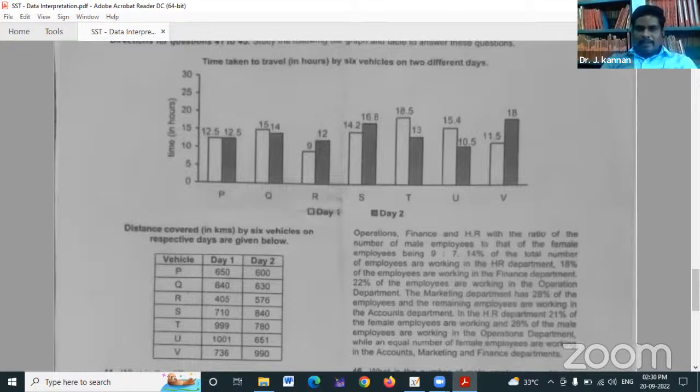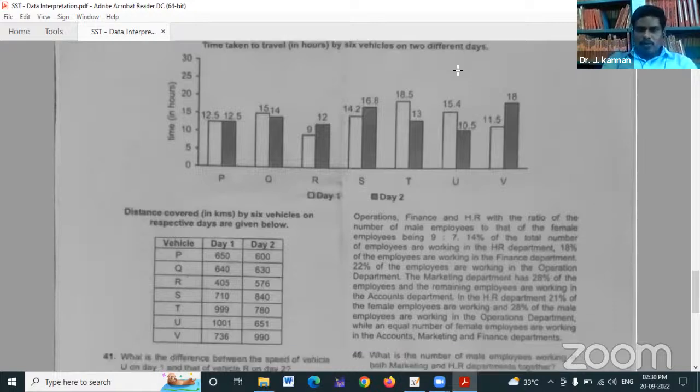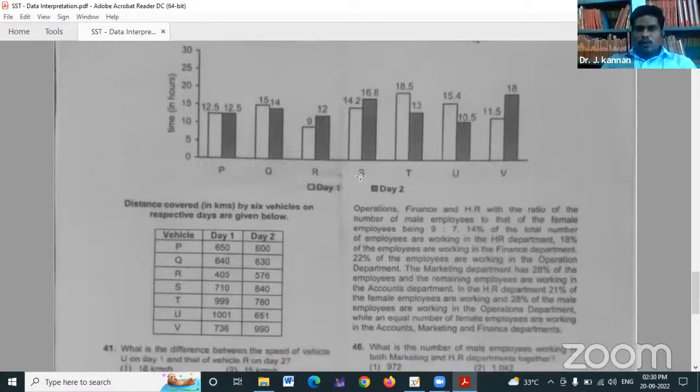So actually the time taken to travel in hours by seven vehicles, P, Q, R, S, T, U, V, on two different days, day 1 and day 2. For day 1, 12.5 hours and day 2, 12.5 hours; the second vehicle 15 hours and 14 hours; the third 9 hours and 12 hours; the fourth vehicle 14.2 hours and 16.8 hours, and so on.